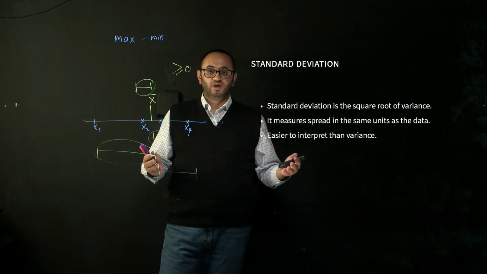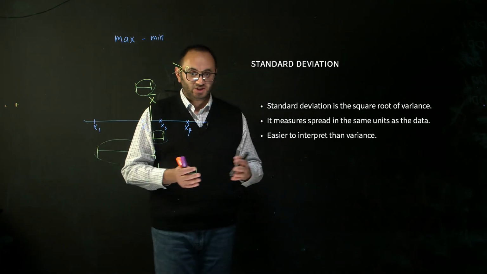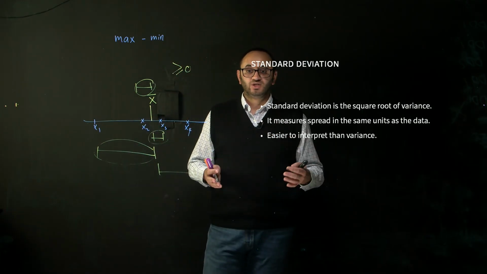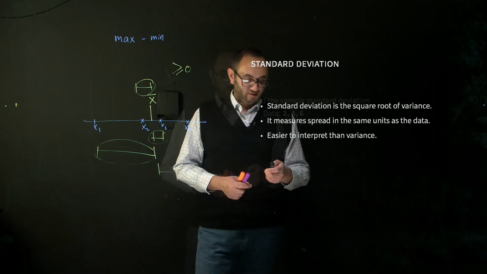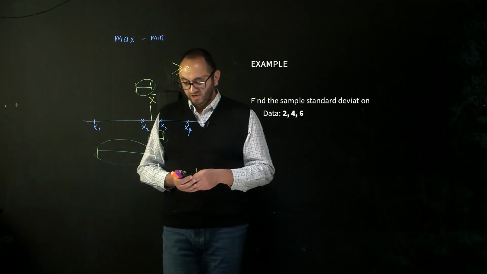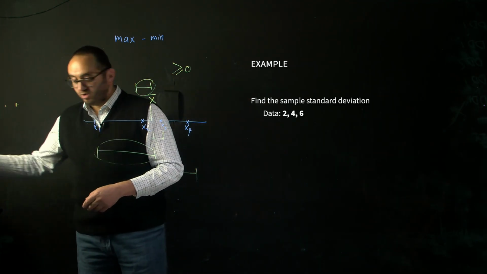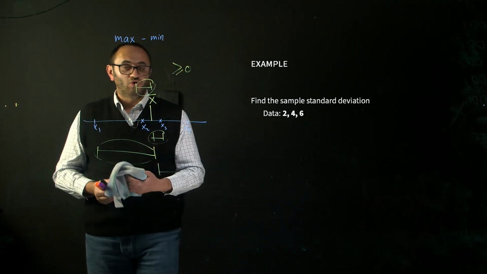Again, a large standard deviation means more spread. A small standard deviation means less spread. When the standard deviation is 0, this means there is no spread. Example: find the sample standard deviation. All right, so we have the numbers 2, 4, and 6.